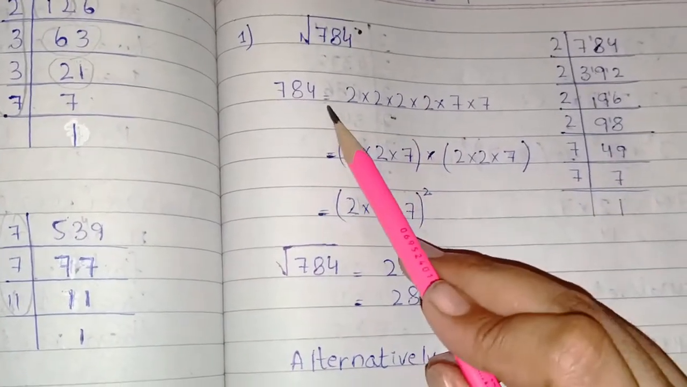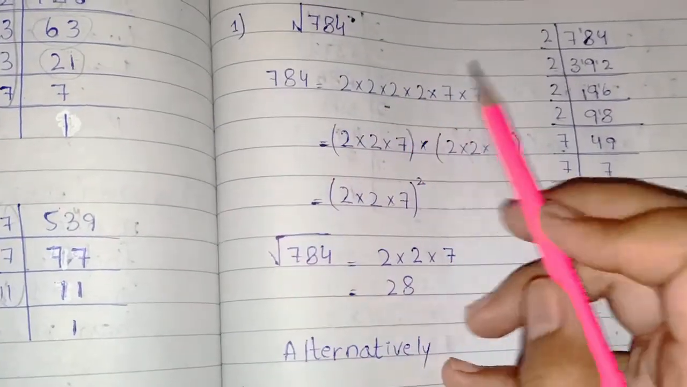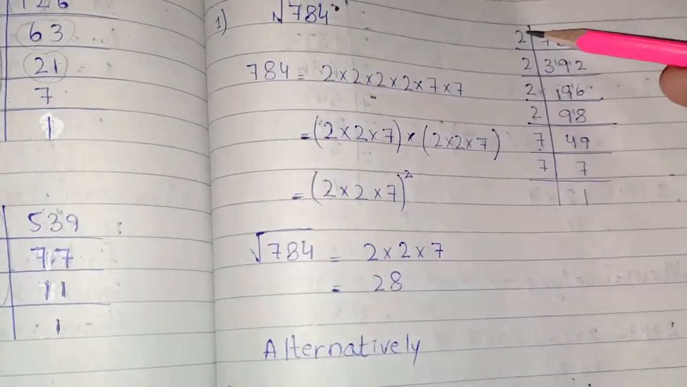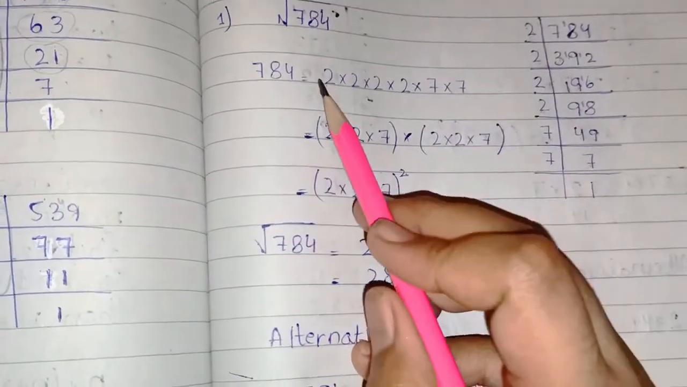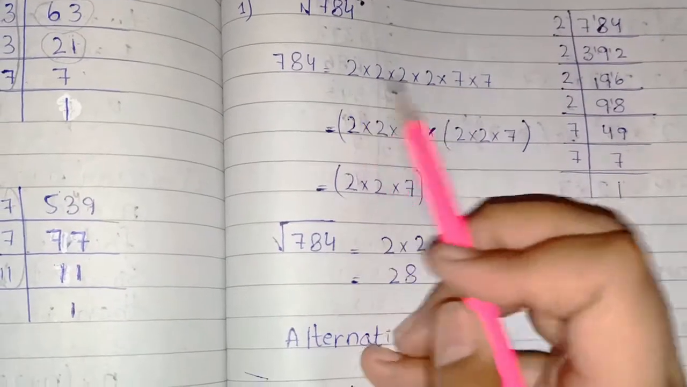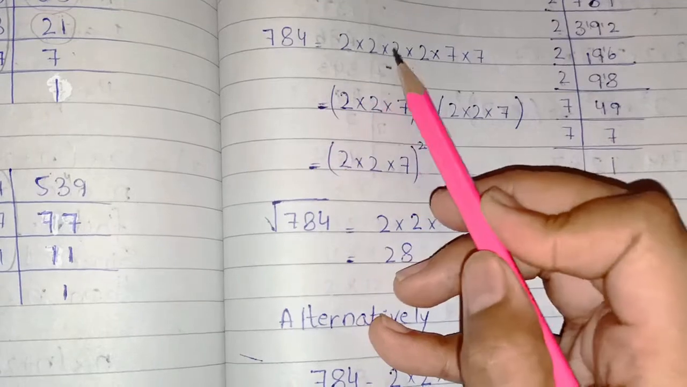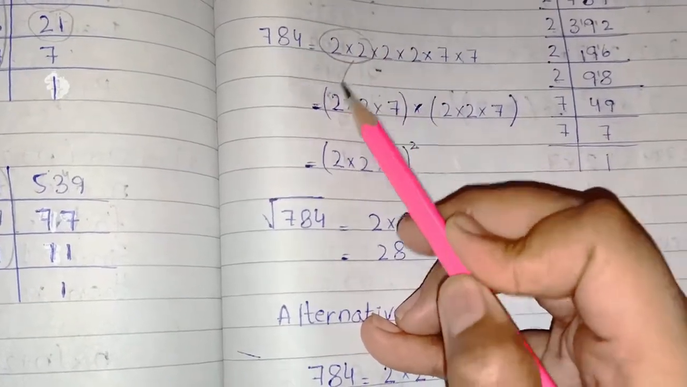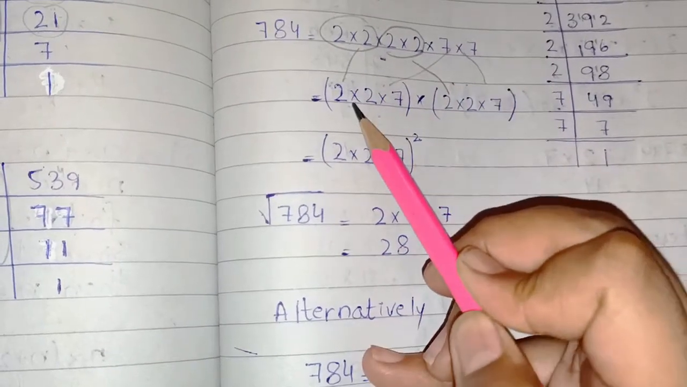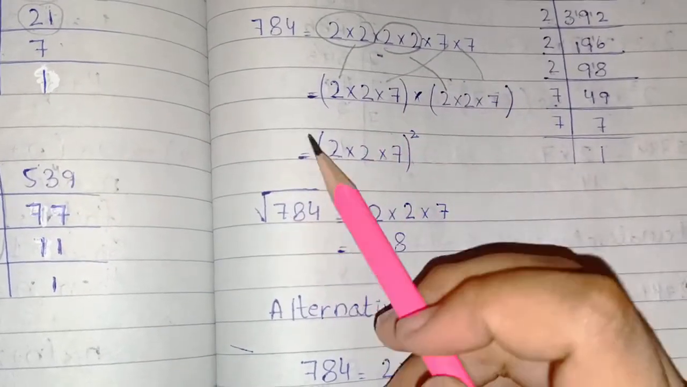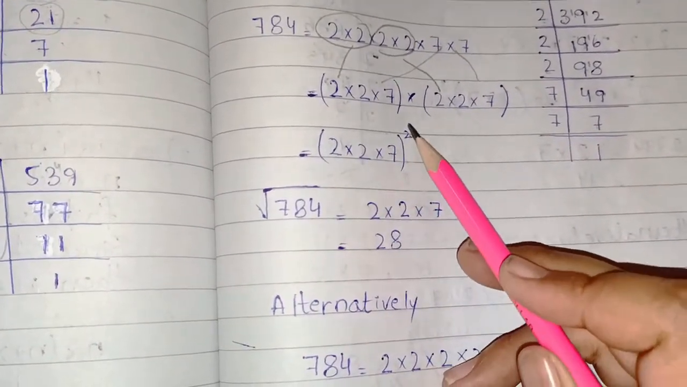Now we have to write this in the square method. First we write all the prime factors: 2, 2, 2, 2 and 7, 7. Now we separate the numbers into pairs, 1, 2, 3, 4. So we take 2 here and 2 here, then 1 here and 1 here, so we can make both pairs the same. Now we can write 2 multiplied by 7, squared.